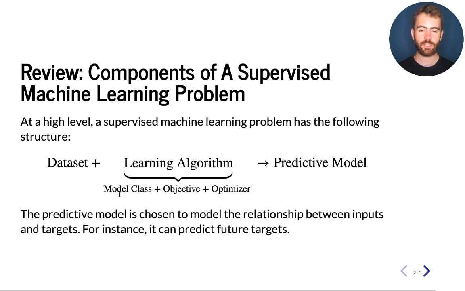This learning algorithm, internally, is also made up of several components. These include the model class, the objective, and the optimizer. The model class is the set of all the possible models that we're going to consider. For example, this could be the set of all linear models, and we're going to look for a predictive model within this model class. The objective is a function that defines a score for how well a certain model in our class fits the data. And an optimizer is an algorithm that chooses a model from our class which fits the data well according to what our objective is saying.